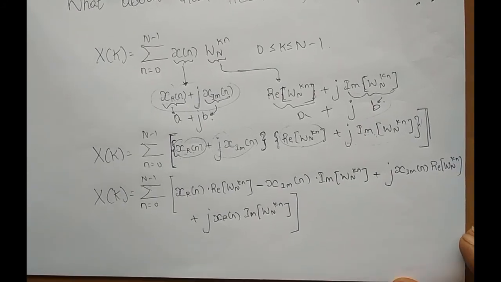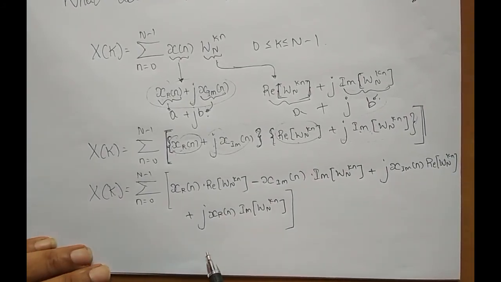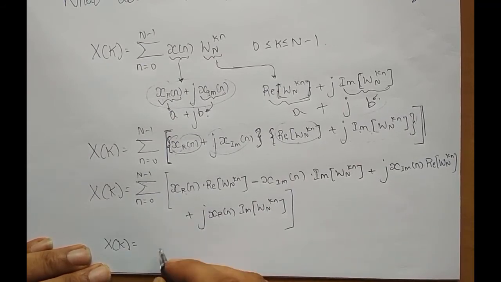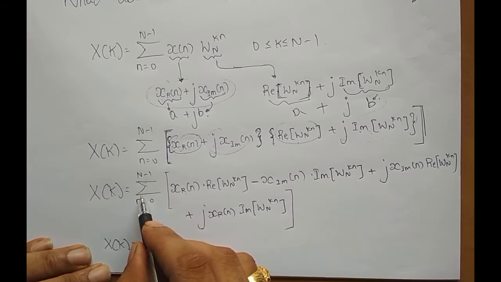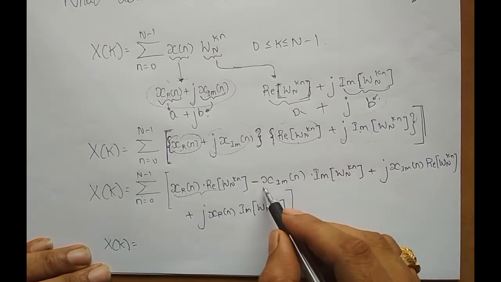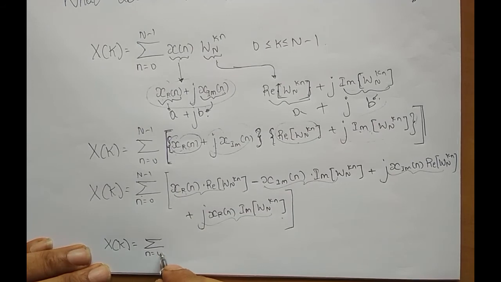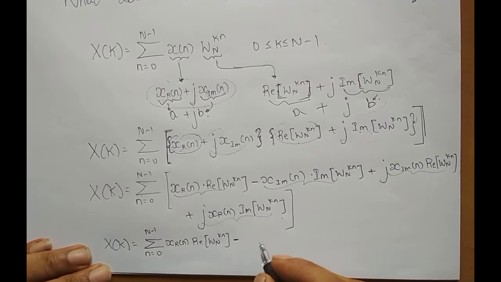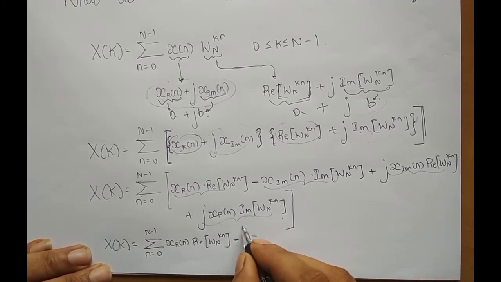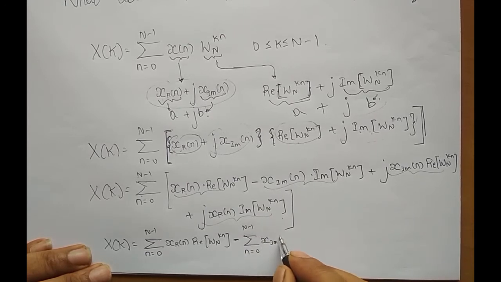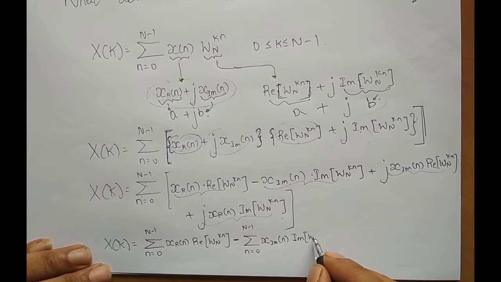Okay, now what I'll do, I'll separate real and imaginary part and I'll put this summation inside. Okay, so what do I get? X of k is equal to, this summation is applied for this term, this term, this term as well as this term, right? So summation n varying from 0 to n minus 1 x real of n, real part of wn power kn, minus summation n varying from 0 to n minus 1 x imaginary of n, imaginary part of wn power kn.